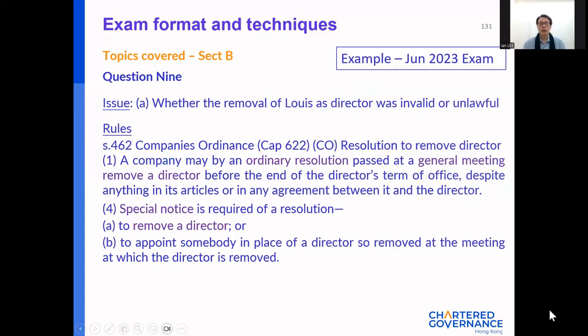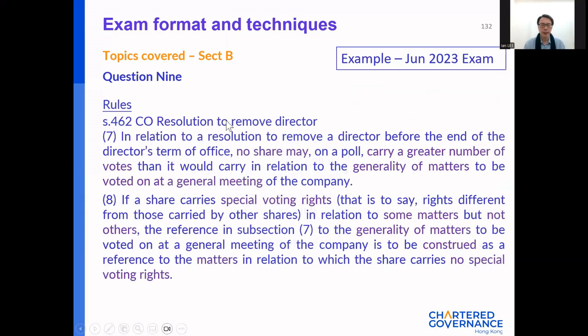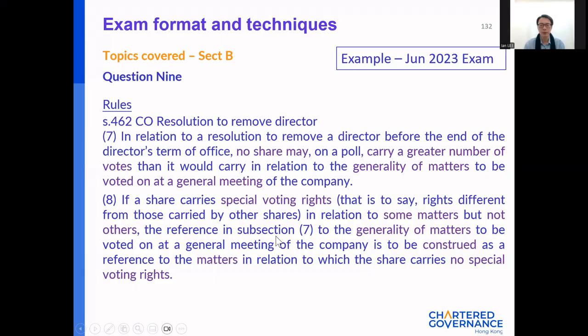Okay, so the first issue to discuss is the removal of Lewis as director. We have already seen this before, section 462. You can remove by ordinary resolution at a general meeting, but you must have the special notice. And of course, you can see here it is about the voting. So we've covered these sections before, but we haven't seen these subsections before because they weren't relevant before, okay?